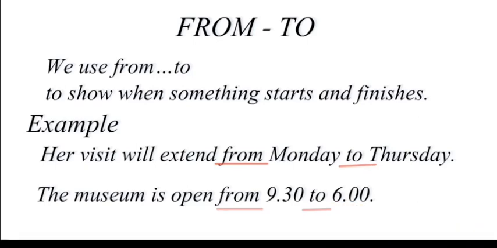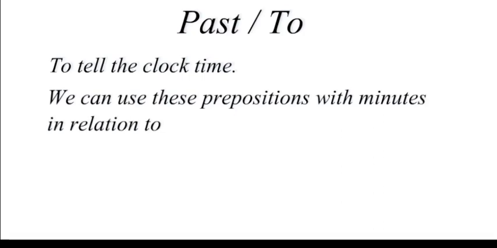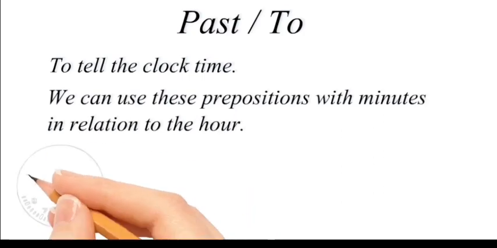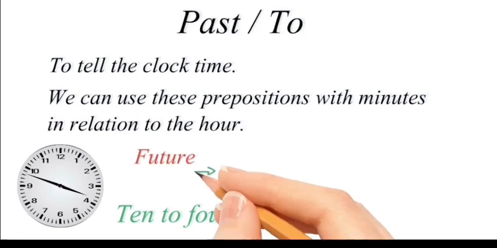Similarly, there is one more pair of prepositions, which is past and to, and we use it to tell the clock time. Like we can use these prepositions with minutes in relation to the hour. If you want to say that it's 3:50, you will say 10 to 4. That means it will take 10 more minutes to go to 4. That means we're talking about the future.